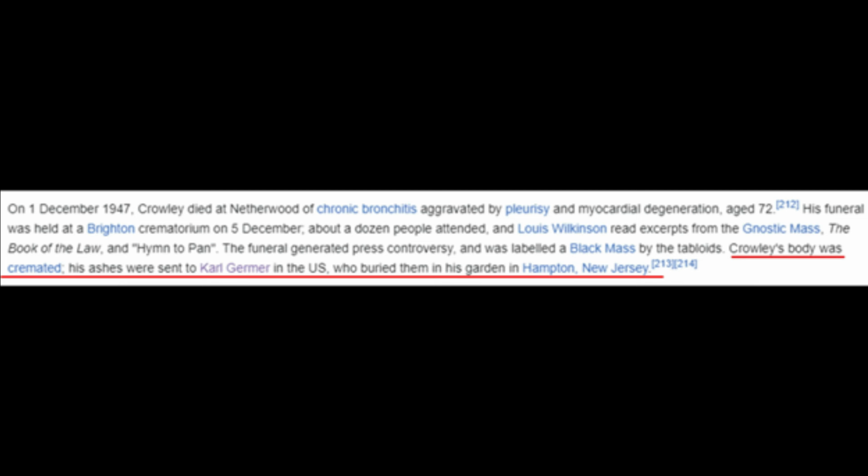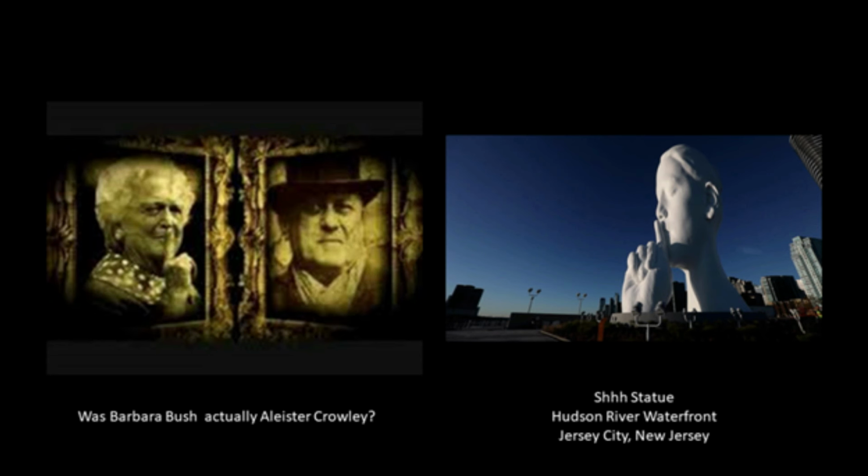Crowley was said to have died on December 1st of 1947, and that his ashes were buried under a tree in Hampton, New Jersey, a town with a railroad junction, in the garden of German occultist Karl Germer. But I don't think Crowley actually died. I think he morphed into Barbara Bush. I don't think she was his daughter, which has been making the rounds on alternative media for quite some time.